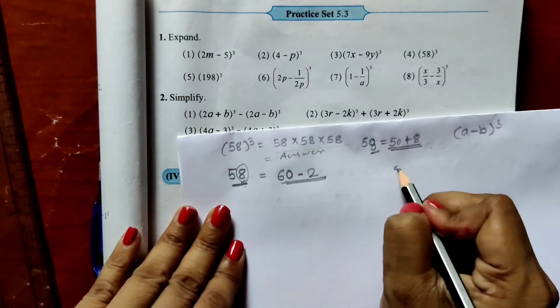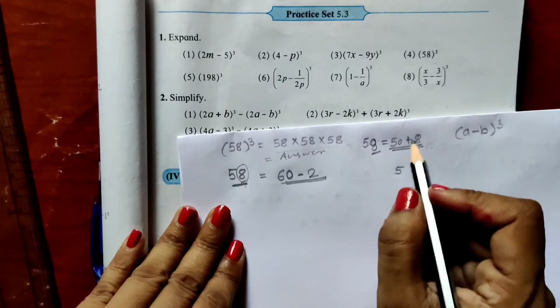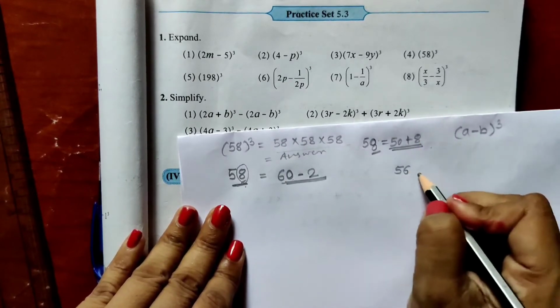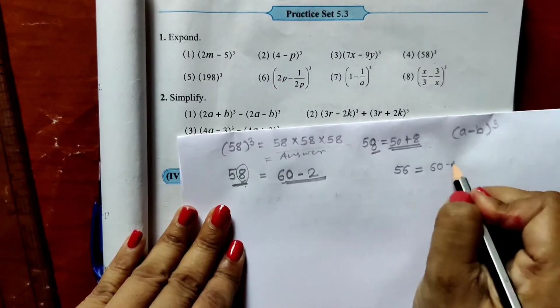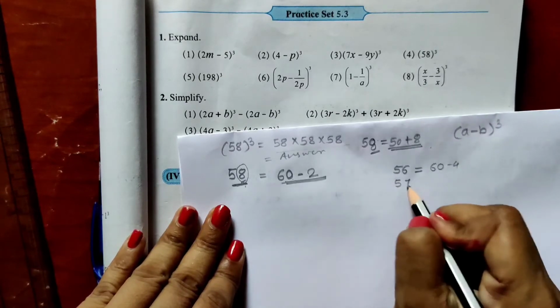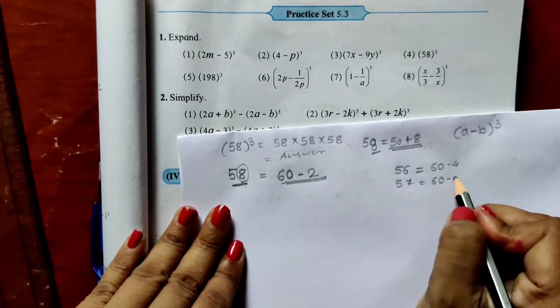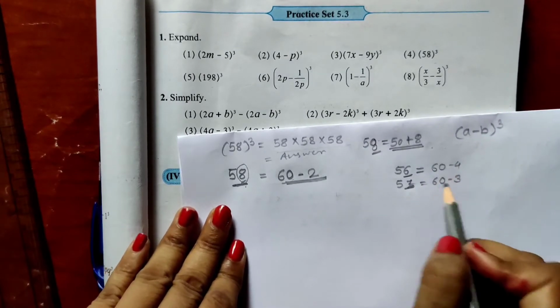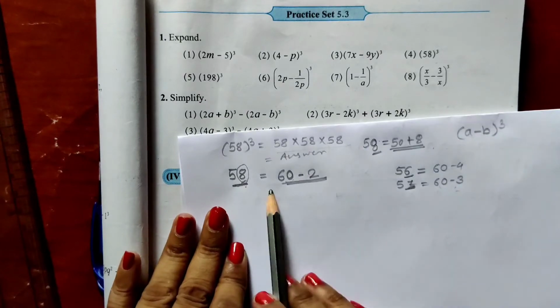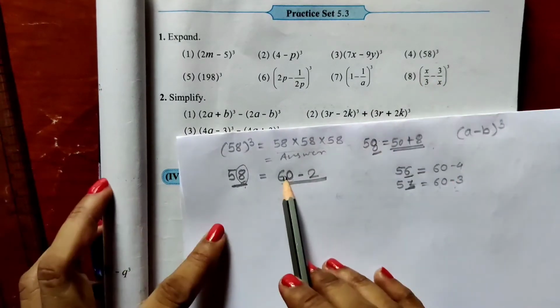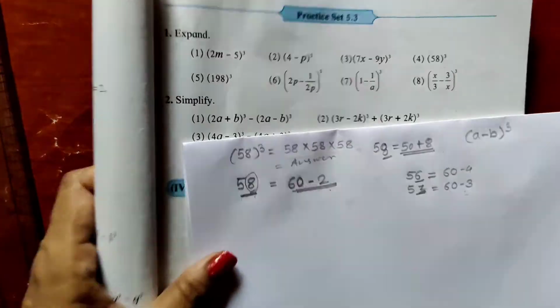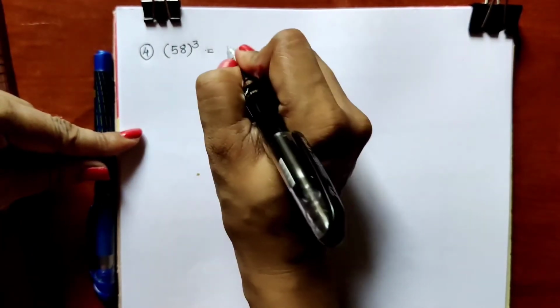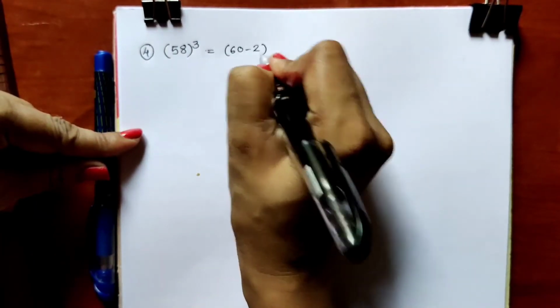So always see that when the unit place digit is bigger than 5, if it is 6 also, that time we will write it as 60 minus 4. If it is 57, then we would have written 60 minus 3, like this. So when the unit place digit is bigger than 5, convert it into the subtraction of two numbers. So now let us solve this sum. 58 cube can be written as 60 minus 2 whole cube.